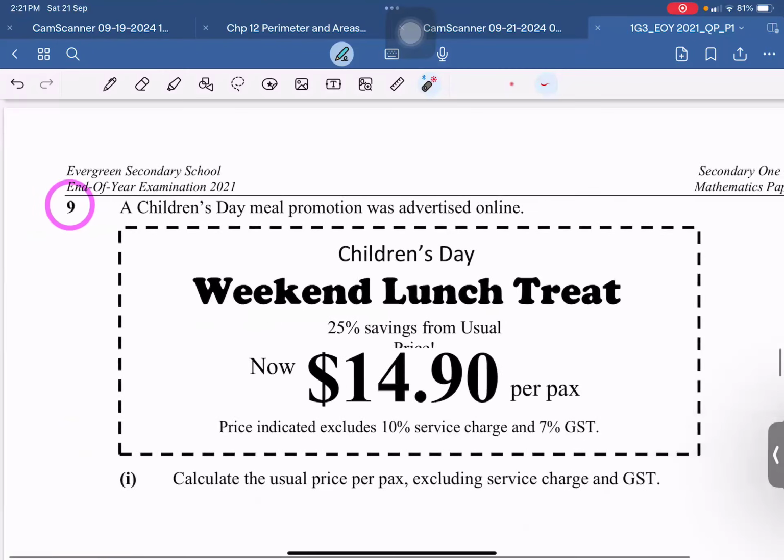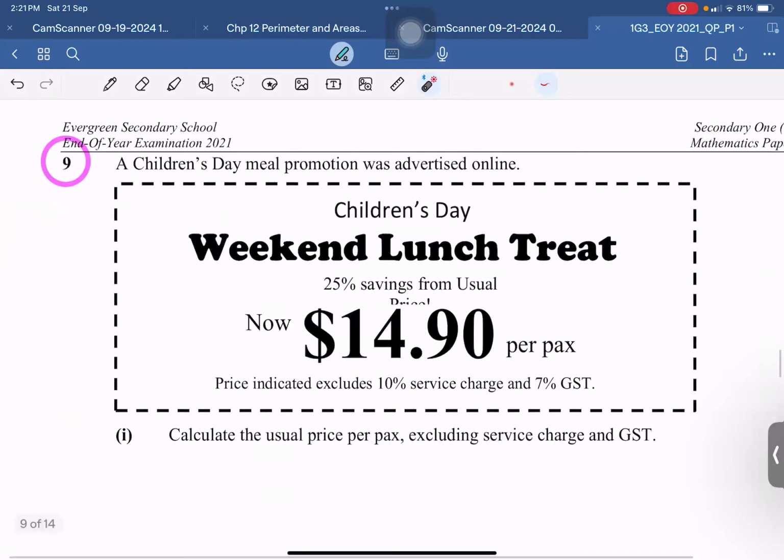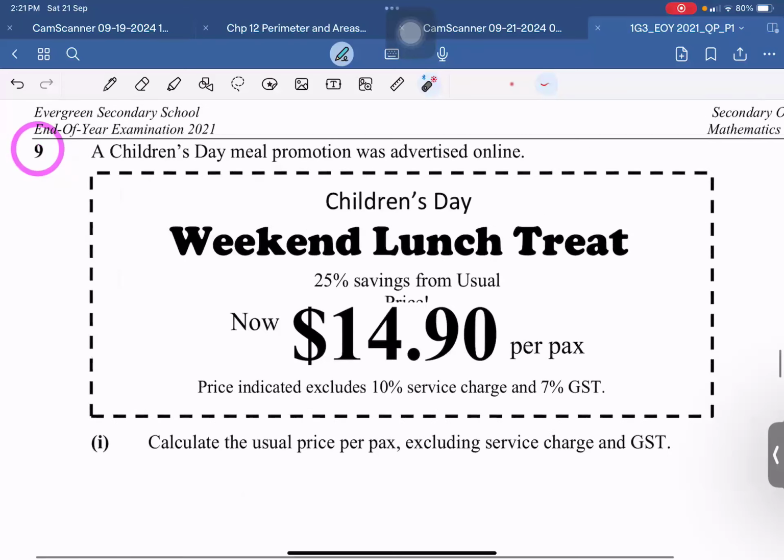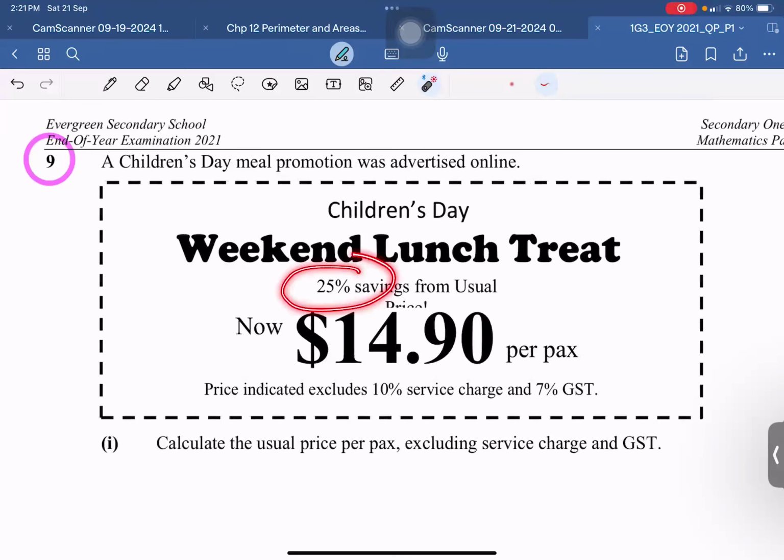Okay, next question. Some of them needed question number 9. Okay, let me read through this question slowly a little bit because I haven't thought through very clearly. This one has a Children's Day weekend lunch treat, 25% savings from usual. So now it's $14.90. This price has not calculated 10% and GST.